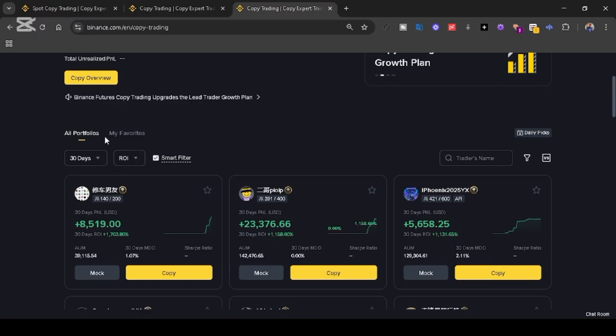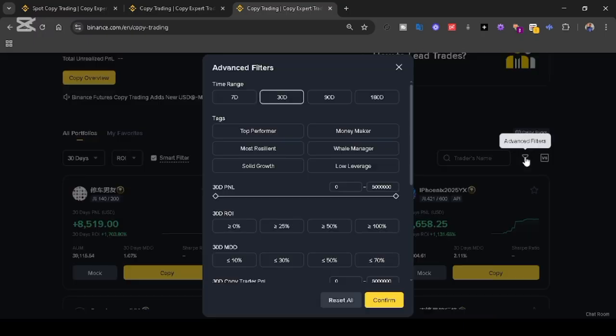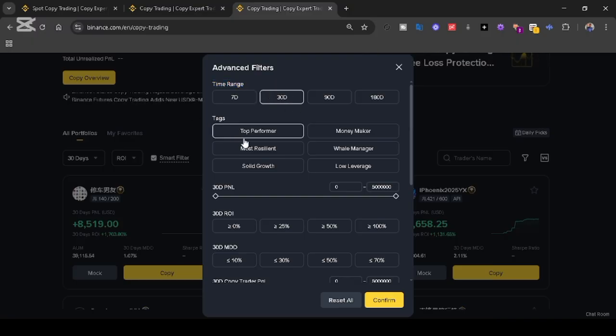For you to filter out these traders, simply head over to this filter section. In this filter, you can see advanced filters. First of all, we want to see a trader in this time range that has been trading for the past 30 days. Then, what kind of trader are you looking for in this tag? You could either choose a top performer, money maker, and co. I'm going to leave all these ones here. I'm not going to choose anything here.